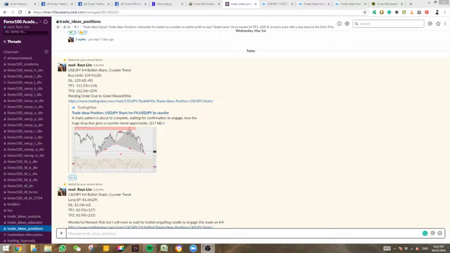Actually I look to set a buy limit at 109.91, and my stop loss is 109.42. That will give me a 49 pip stop. Target 111.09, amazing, 118 pips. So it's better than a 2-1 ratio. And my target 2 is 112.06. If you ask me whether it's going to hit target 2 or not, I'm not that sure. But I do see potential of reversal and it allows me to close up my stop loss. So to lessen my stop loss and stuff like that, I have placed a pending order for that.